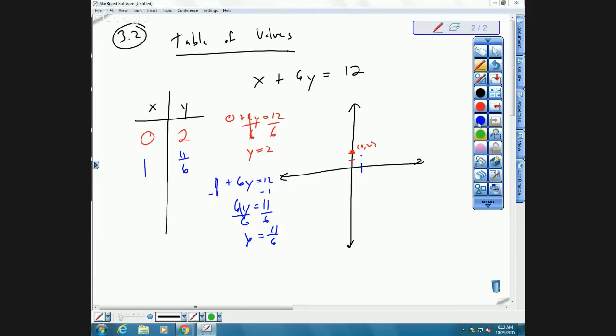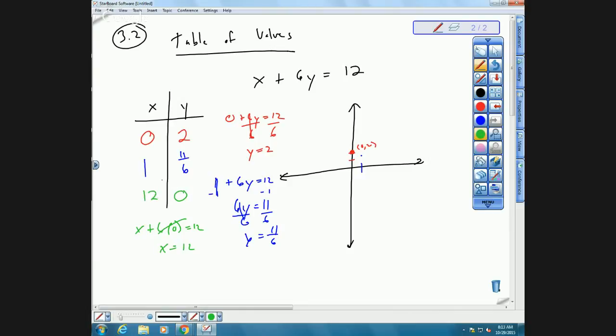So here, the easiest way to do this, which kind of leads into our next way to graph, so that's fine. If I put a 0 in for x, it worked out real nice. Well, what happens if I put a 0 in for y? Should work out real nice again, because x plus 6 times 0 equals 12. Well, that goes to 0, so x just equals 12.